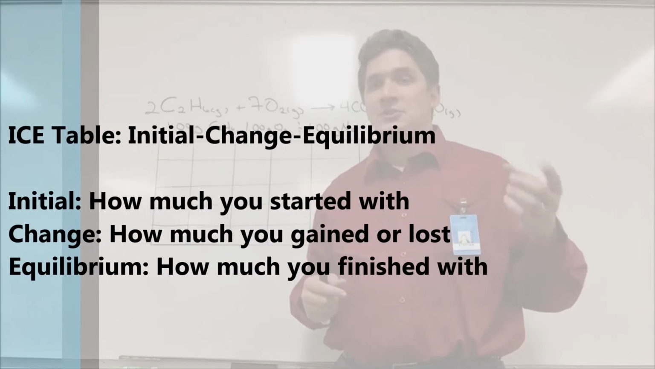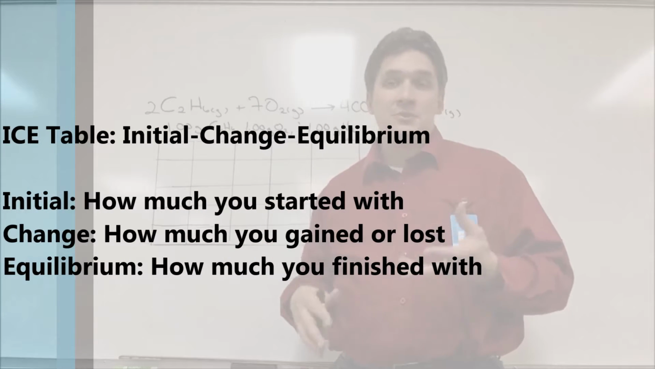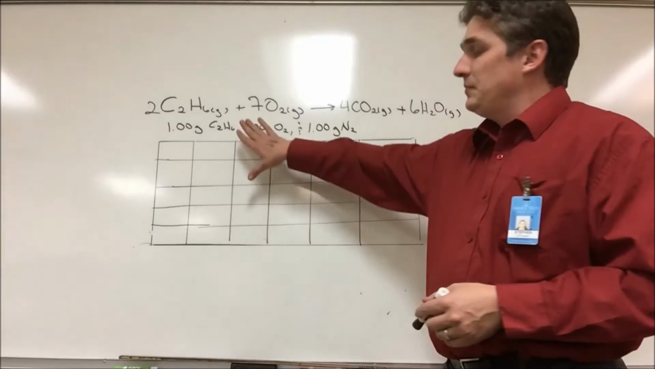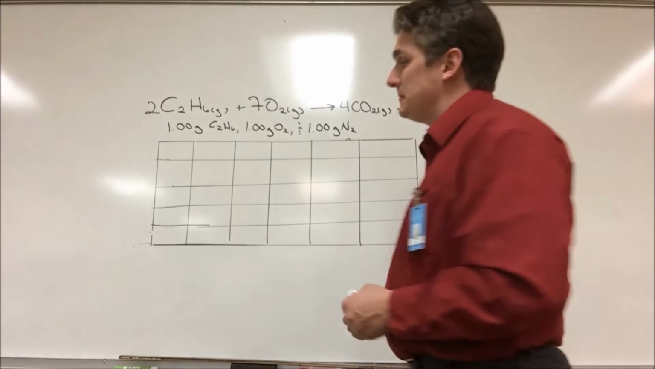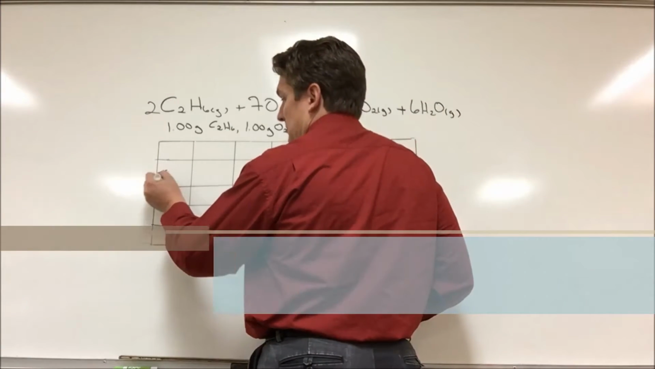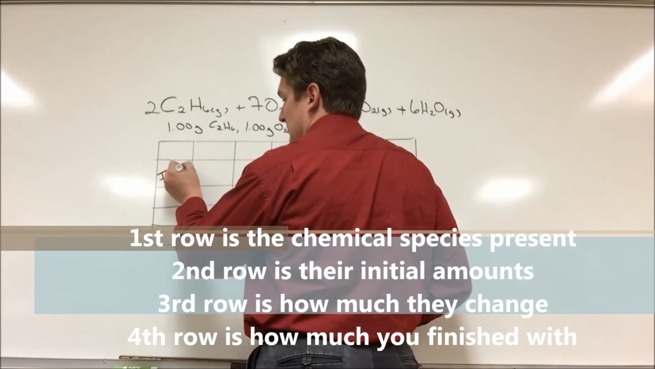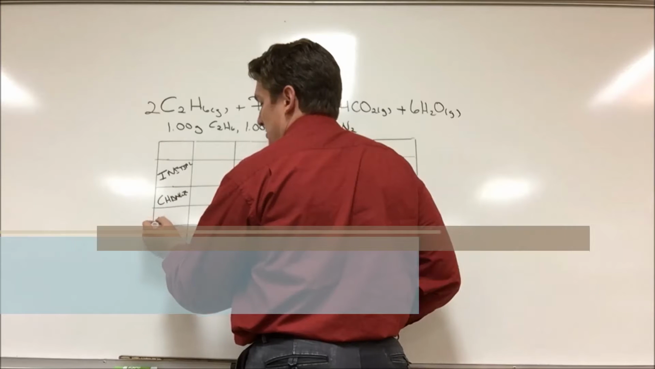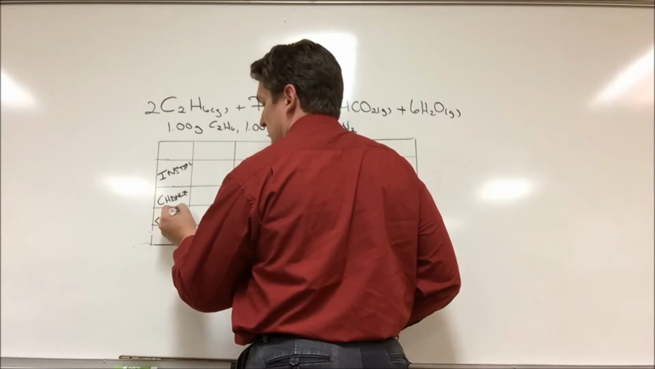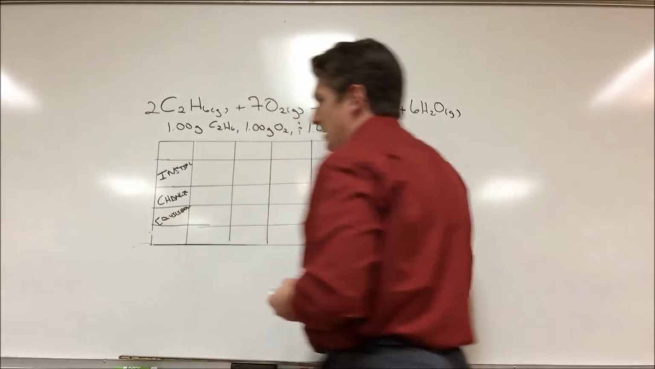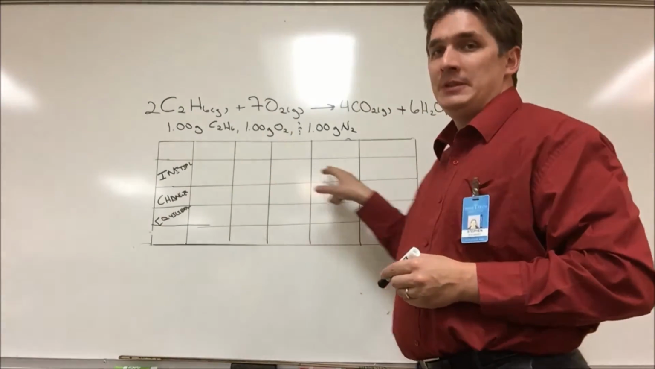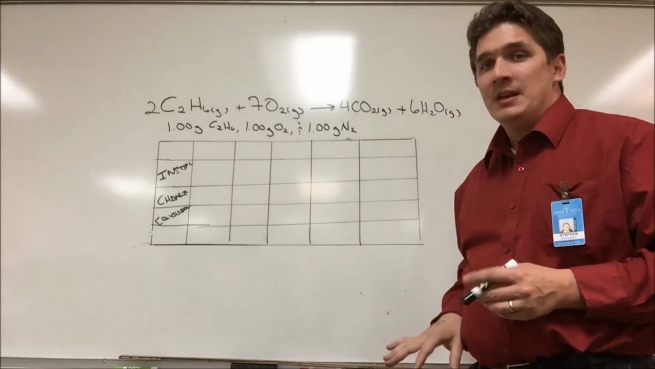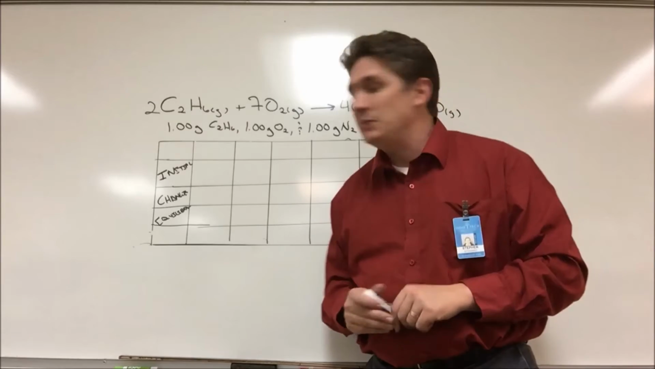The ICE stands for initial, change, and equilibrium. Now, we're not dealing with reversible reactions, but the idea is that E is going to represent what we have when we finish. So, to build your ICE table, you want 4 rows. You're going to have your initial, your change, and your equilibrium. Initial is going to represent whatever you began with. Change is going to be what you see as the reaction occurs, and equilibrium is going to be what you get when you finish.